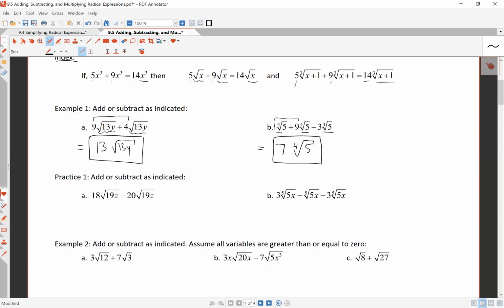Here are 2 practice problems for you to try. I encourage you to press pause on your video and work these out and come back when you're ready to see the solution.